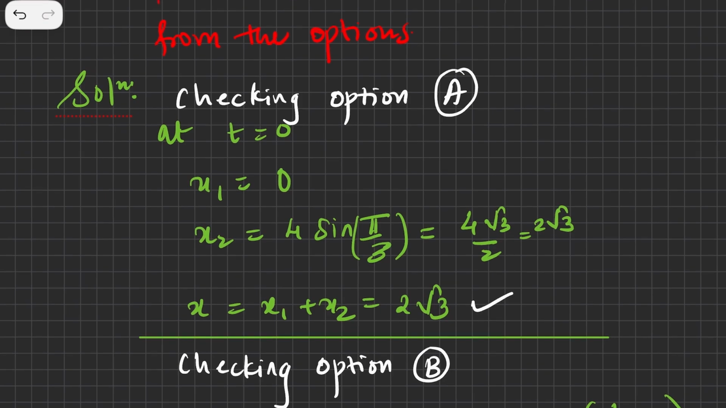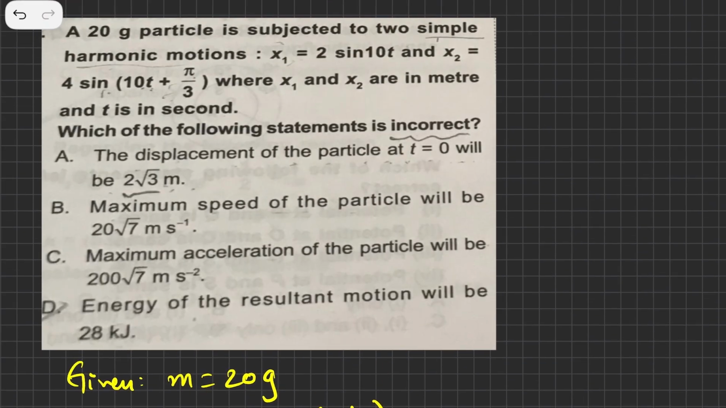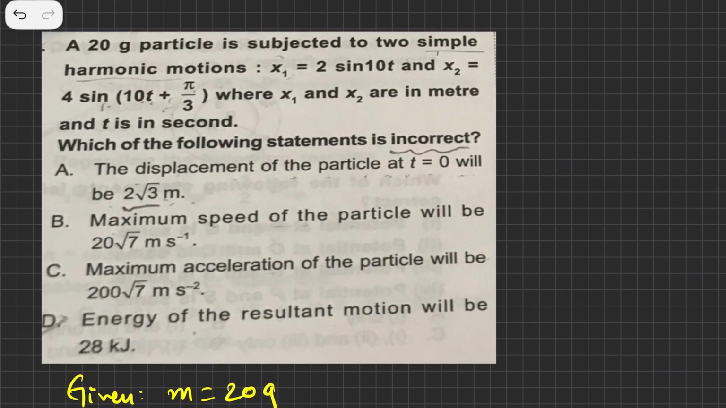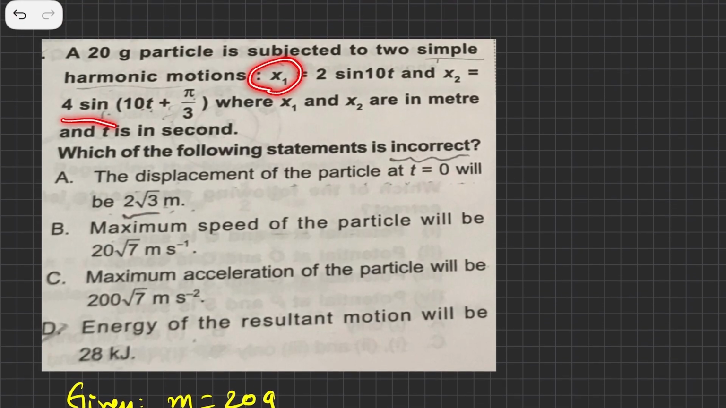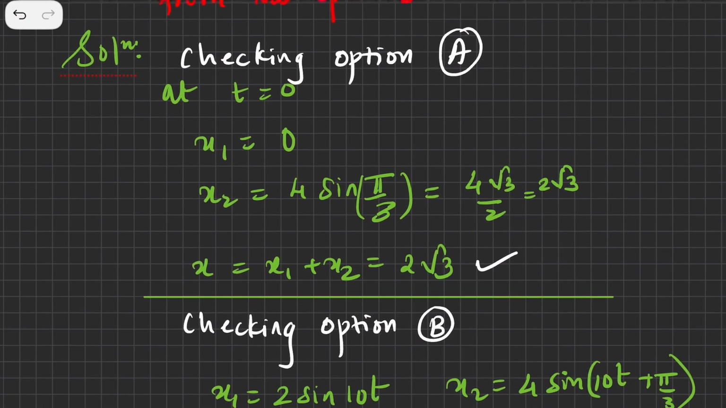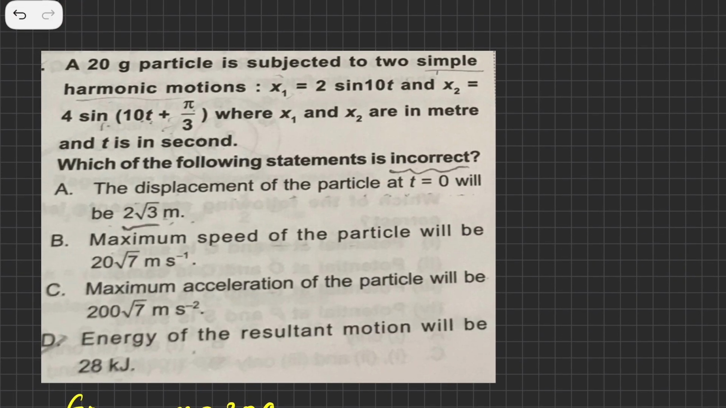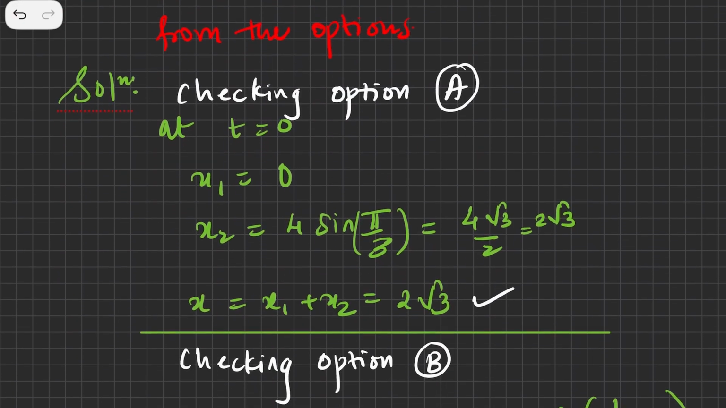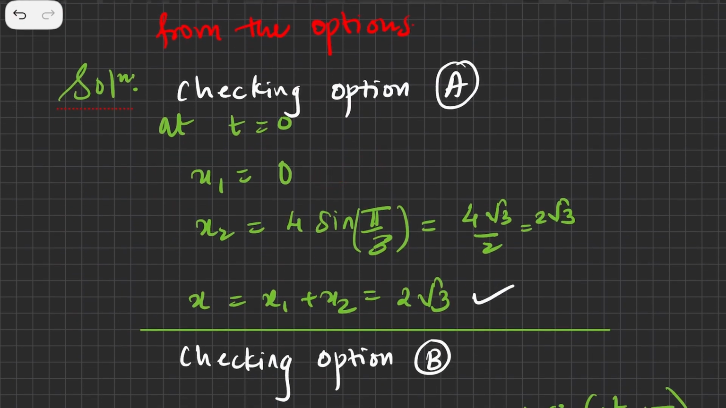Now option A says that the displacement of the particle at t equal to 0 is 2 root 3 meters. Because the particle is in two simple harmonic motions, they will have some resultant. So we are going to find out at t equal to 0, x1. If you see this equation, if I put t equal to 0, 10 into 0 would be 0, sine 0 is 0, and 0 into 2 is 0, so x1 is coming out to be 0.